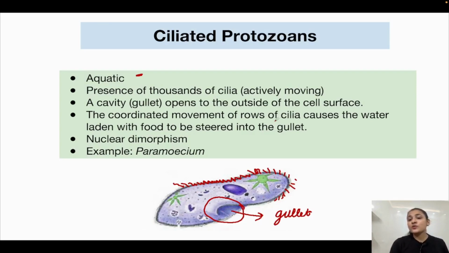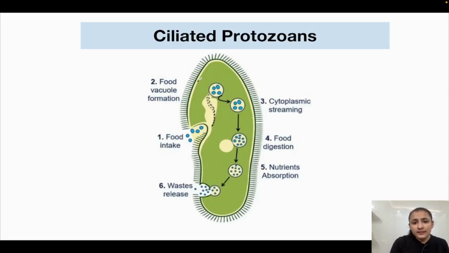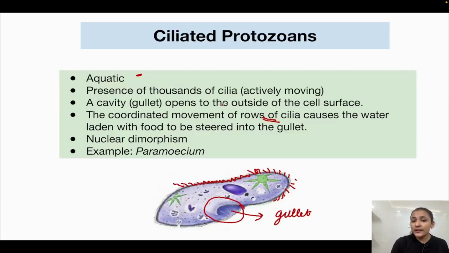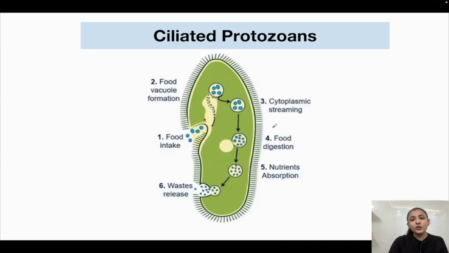The coordinated movement of rows of cilia causes water laden with food to be steered into the gullet. What happens is, cilia के movement की वजह से the protozoan is able to take the food inside via the opening called the gullet. The coordinated movements of the rows of cilia help in this phenomenon, because the coordinated movement of the rows of cilia causes the water laden with food to be steered into the gullet. इन cilia के movement की वजह से water अंदर gullet में चला जाता है.